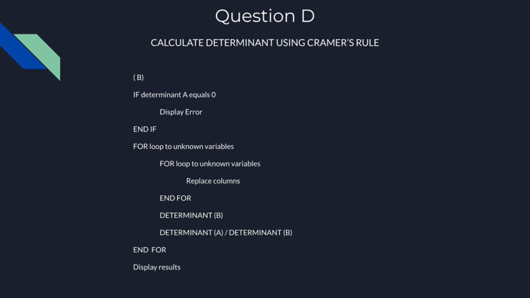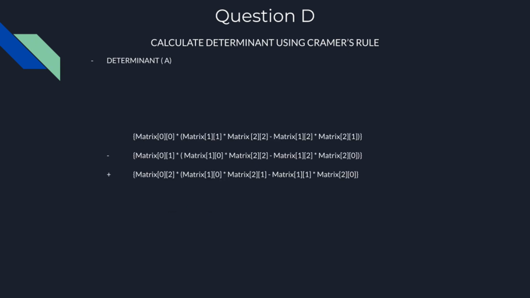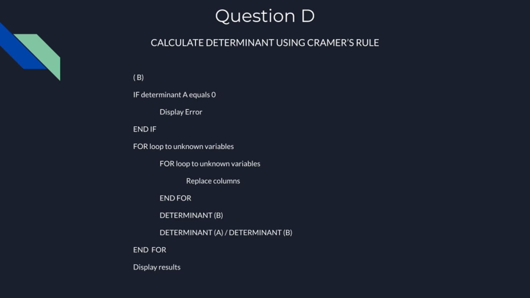we use the determinant formula again, and we calculate it. And after we have calculated both of the determinants, we will divide the second determinant, the one we just created with the replaced constants, by the first determinant, the very first one we had, right? So once we divide it, we end the for loop, and then we will display the results, right? And that will get you the solution for the linear equations.